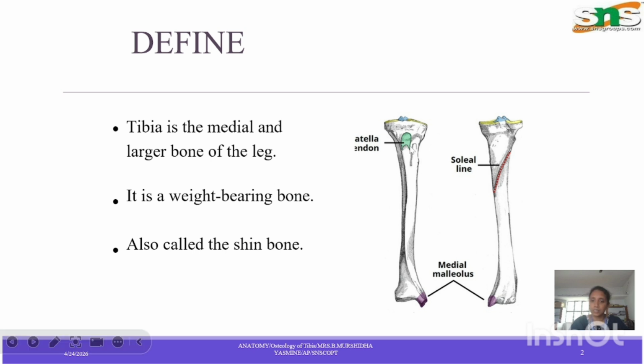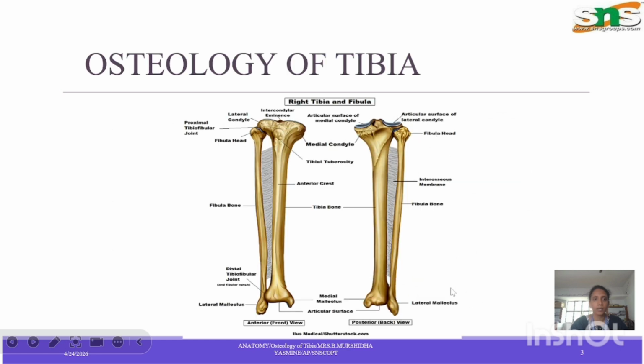So, likewise, here it's the tibia bone. This is how the tibia bone looks like. And this is the picture showing you a right tibia and the fibula. So this is the anterior view and the posterior view. Let me explain to you the parts of the osteology of the tibia. So this bone is the tibia bone and located near to the fibula, which is a thin bone.